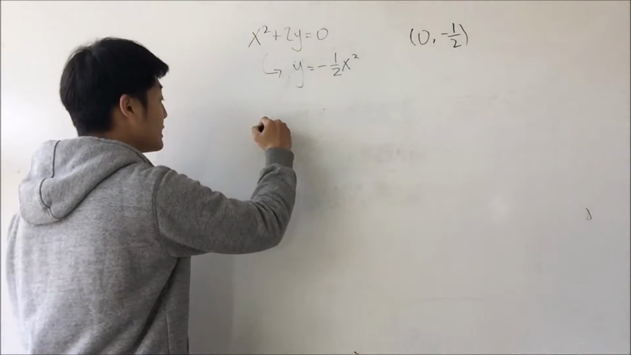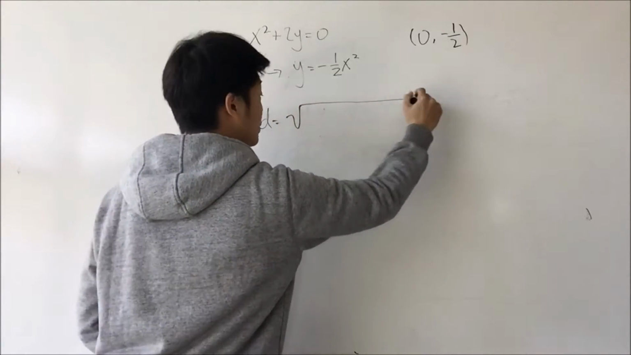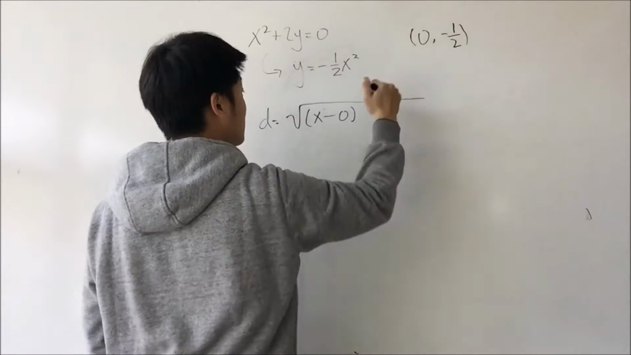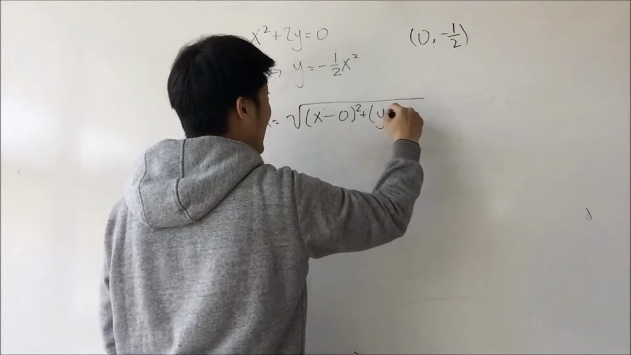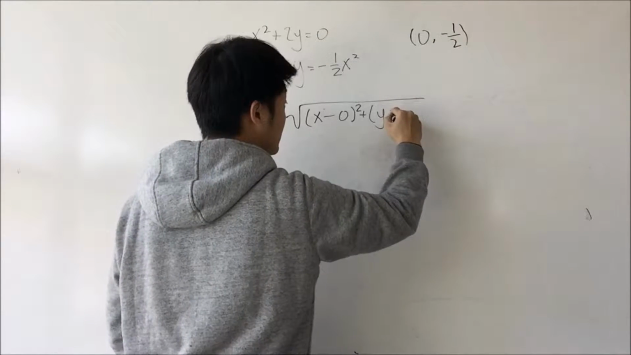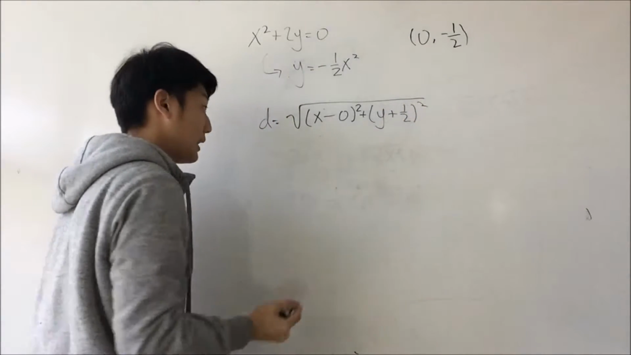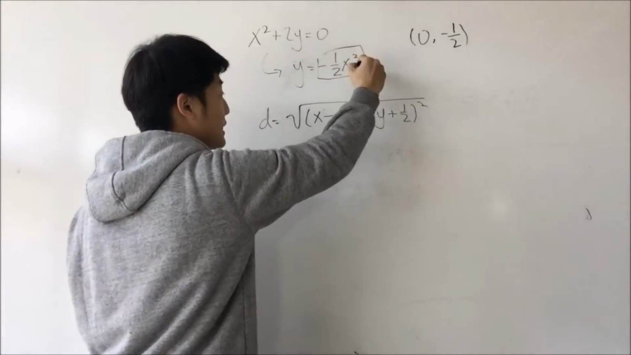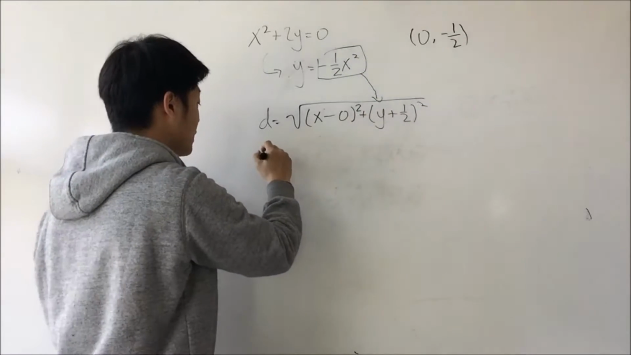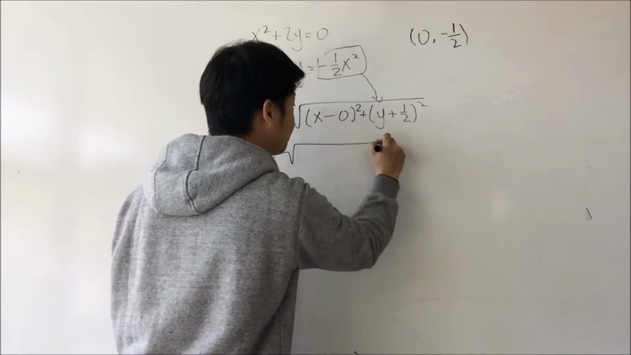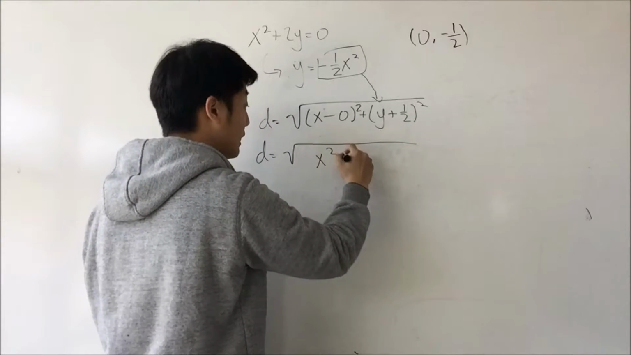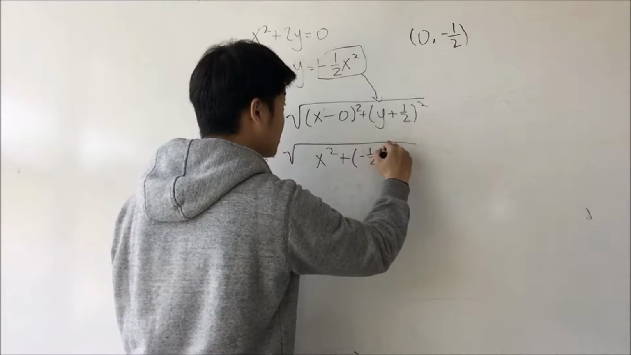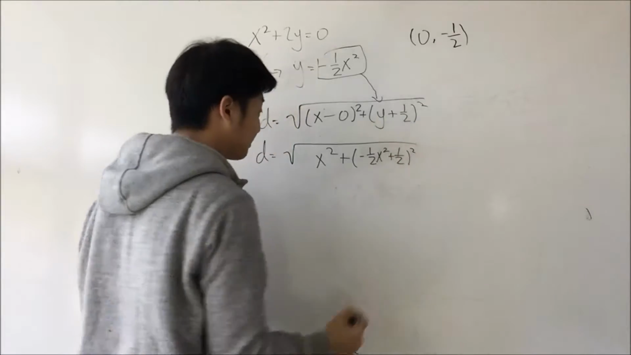So it will be d equals the square root of (x minus 0) squared plus (y plus 1/2) squared. Now, because we made this equation y equals, we can substitute this function into this y. So, changing in, I'll just write x squared plus (negative 1/2 x squared plus 1/2) squared.